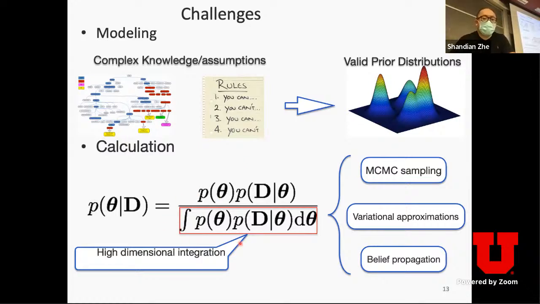The reason is this denominator, which is an integral. This integral doesn't have any closed form. It's very hard to calculate. So this is always the problem of Bayesian learning. Some non-Bayesian learning people criticize that, okay, Bayesian learning is perfect in modeling, but you'll never be able to compute a model.